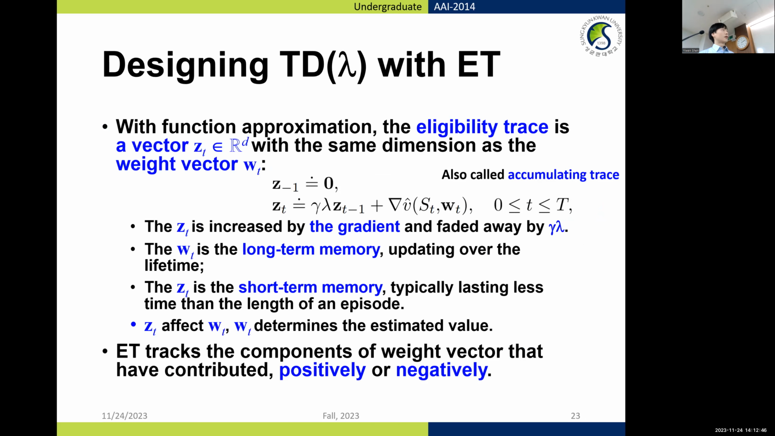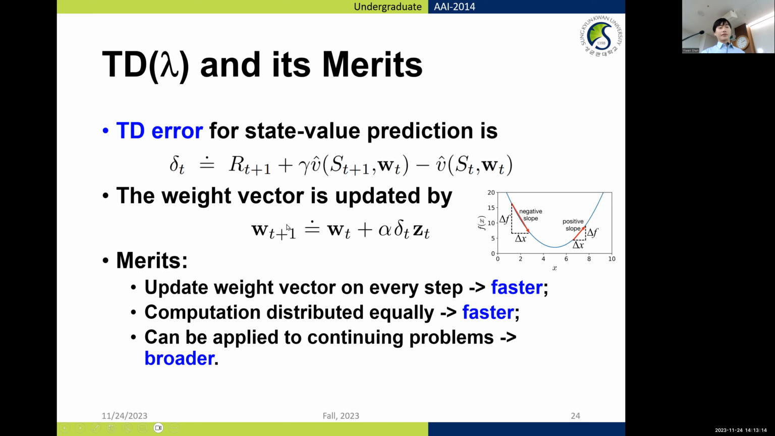So this lambda, and this gradient here. Later on, we may look at an example for this setting. We just designed this TD lambda with the eligibility trace. We used both lambda and ZT for this update.